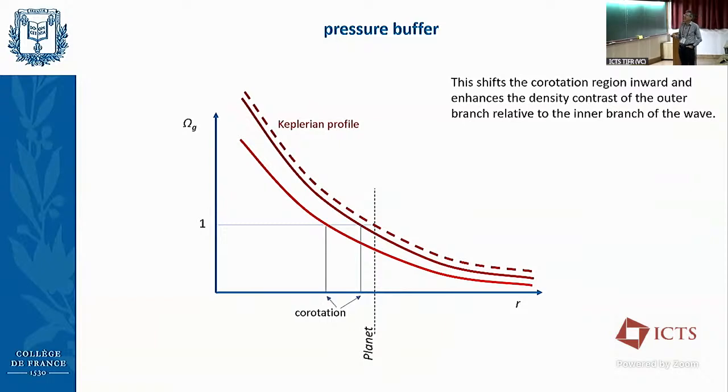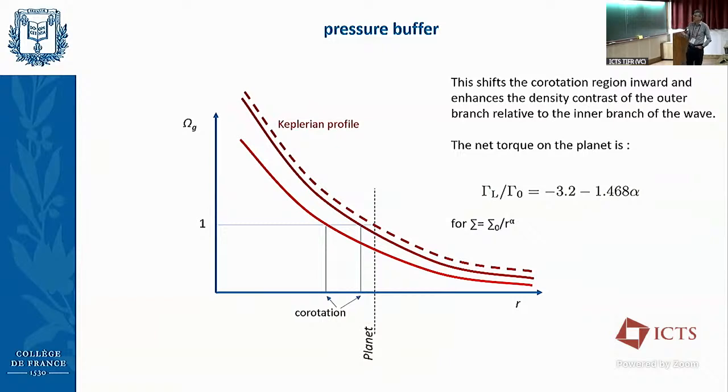Indeed, one can demonstrate that the net torque on the planet, which is negative, becomes even more negative with increasing alpha, and alpha is the power law of the surface density distribution. So the steeper the disk, the higher alpha, the more negative the torque. So it's the opposite of what one would naively expect, that the steeper disk, because it has more gas inside, will eventually drive the planet out. Actually, the steeper the disk, the faster the inward migration.